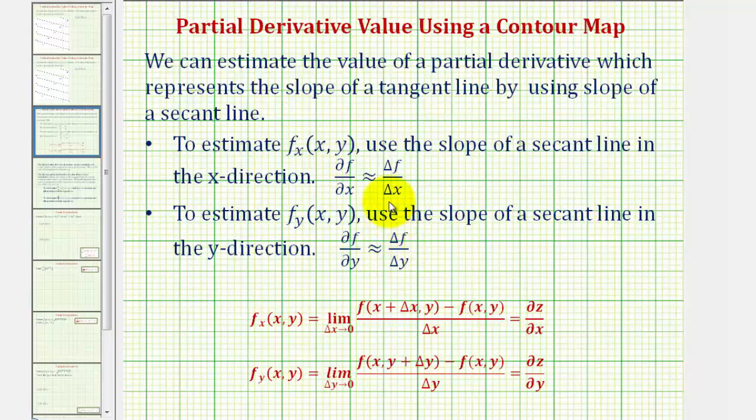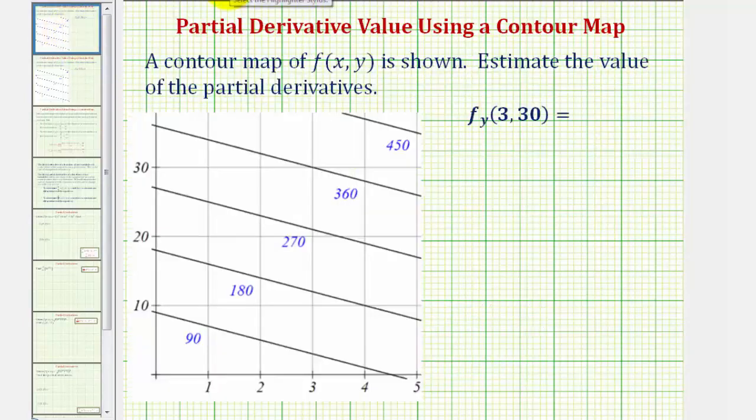So going back to our first example, let's first locate the point 3, 30, which would be here. Notice how the function value is 360. Let's go ahead and record that. F of 3, 30 equals 360.